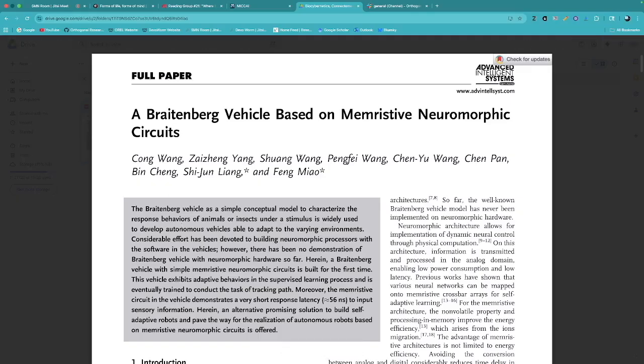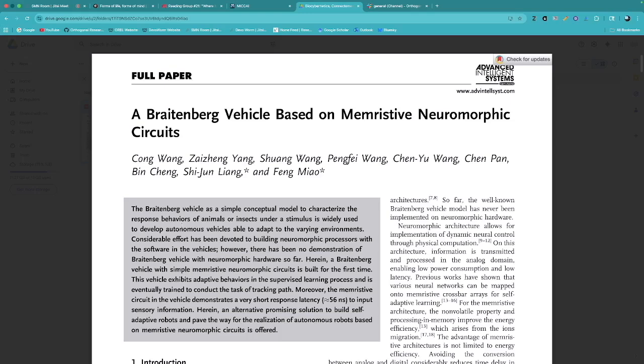The Braitenberg vehicle was a simple conceptual model to characterize the response behaviors of animals or insects under a stimulus. It is widely used to develop autonomous vehicles able to adapt to the varying environments that you see in the world. In Braitenberg vehicles, these are very stereotyped sorts of stimuli, but you can have all sorts of complex stimuli. And that, of course, would result in even more complex behaviors than we see in Braitenberg's vehicles, as demonstrated in the book. Considerable effort has been devoted to building neuromorphic processors with the software in the vehicles.